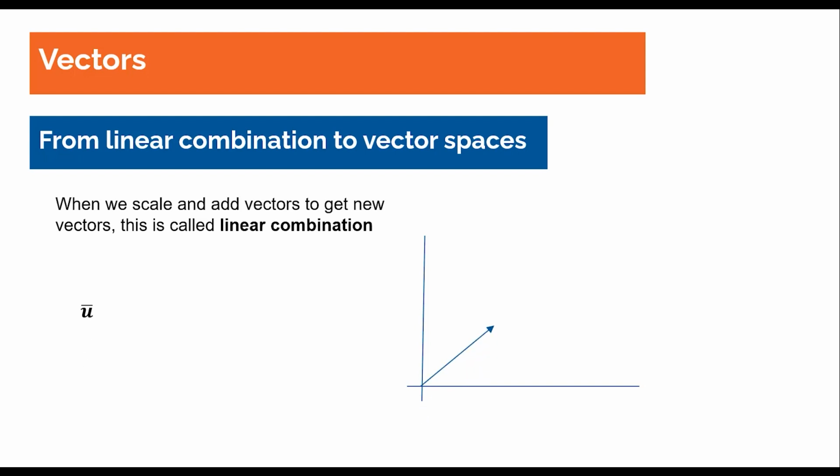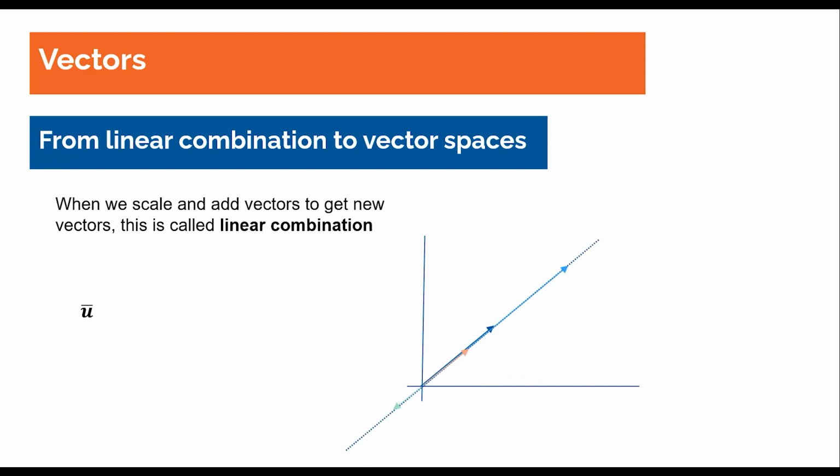Assume that we have a two-dimensional vector u. So we can multiply u by a scalar or add u to itself. In this case, you can factor out u, and again, you can get a scalar multiplication. So when you have just one vector, performing linear combination is equivalent to a scalar multiplication.